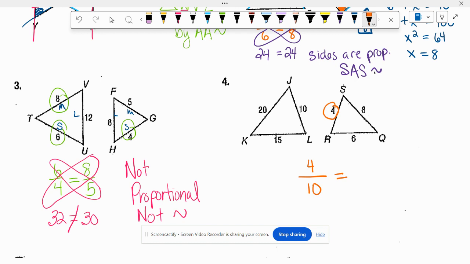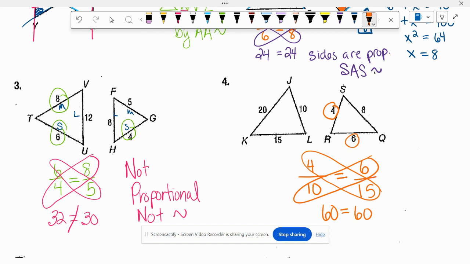10 equals, what measure do you want to pick next from the SRQ, Tyler? You already used 4, so you either have to use 8 or 6. 6, okay, that's the medium side. So what's the medium side on the other side? Okay, let's cross multiply. 10 times 6 is, 4 times 15 is.